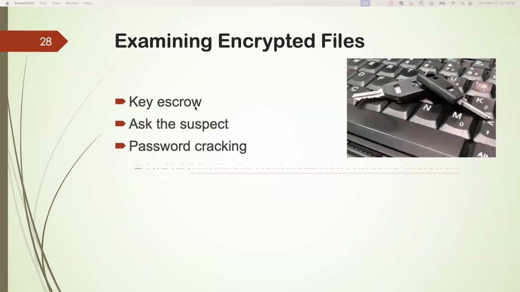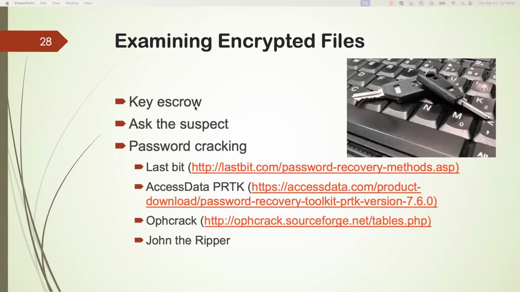So the last examination that we can do is of encrypted files. If we find encrypted files on the suspect's machine, then there is only one way to examine that, and that is by breaking the password or breaking the encryption. So there are three different steps that we can take at this stage.